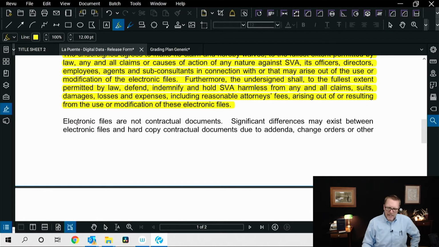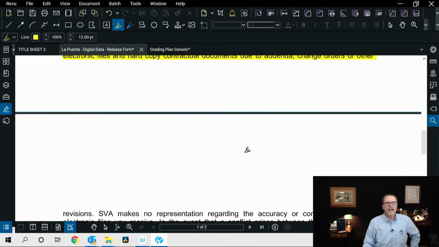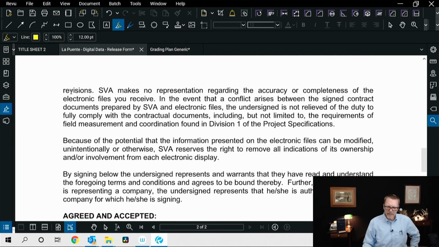And this next line, I'll bet you a lot of surveyors don't know what this means. Electronic files are not contractual files. And it goes on to talk about the difference of the files. And it comes down in here and it talks about the conflicts that could arise. They're making no representations regarding the accuracy or completeness of the electronic files you receive. So here it is. It might not be worth squat. But we don't care, because you're responsible for it, because you're staking it. And there you go. Please sign this and send this back to us.